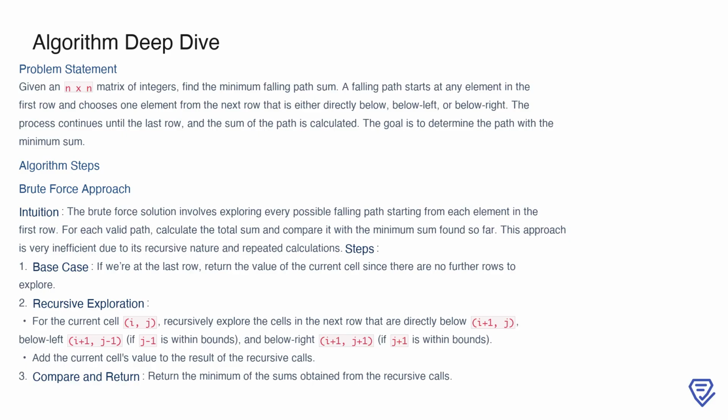First, the base case: if we're already at the last row, we simply return the value of the current cell since there are no further rows to explore. Second, for any cell (i, j), we recursively calculate the sum of the falling paths that pass through the cells directly below, below left, and below right in the next row. Finally, we add the value of the current cell to the minimum result obtained from these recursive calls and return it. This process is repeated for all potential paths, making it very computationally expensive.